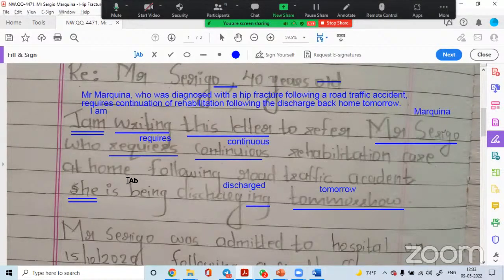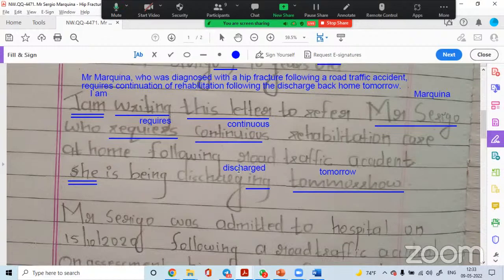Rehabilitation, very good. Care at home. Following, okay. At home, care, rehabilitation, care at home. Very good. That's correct. So your sentence is correct. No doubt your sentence is correct. But I'm improving the quality of the sentence. Not discharging, but discharged, being discharged, back home. Okay, fine.